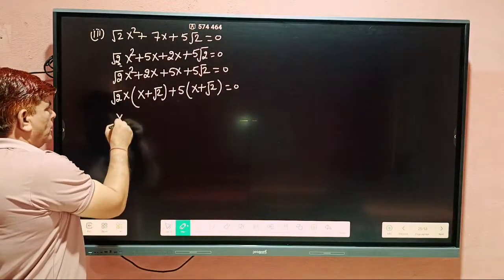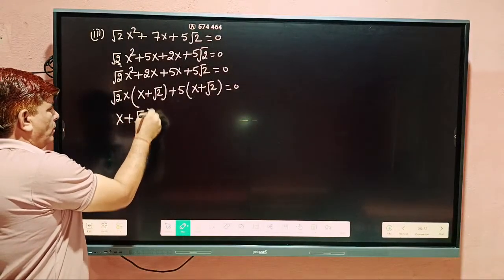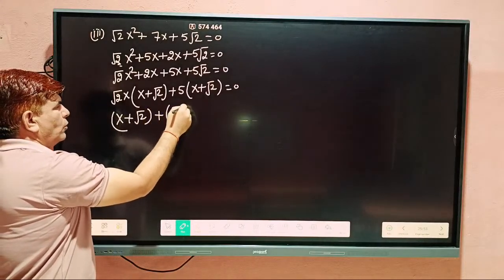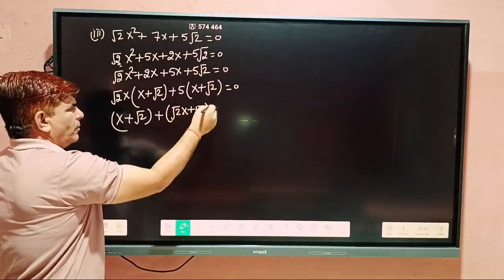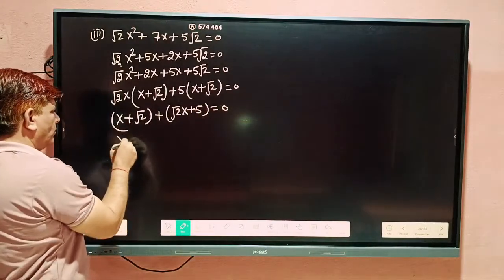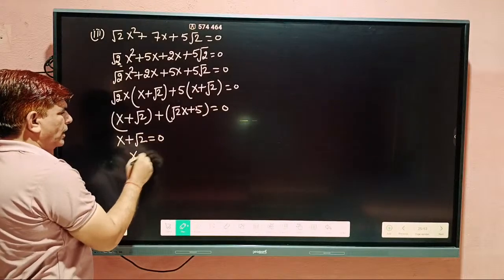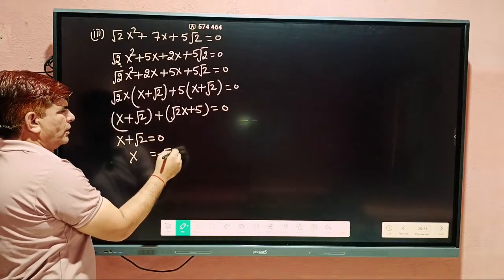So what's common? This is common. And here, plus what? Under root 2x plus 5 equal to 0. Then what can we put? x plus root 2 equal to 0. This implies x is equal to minus root 2.